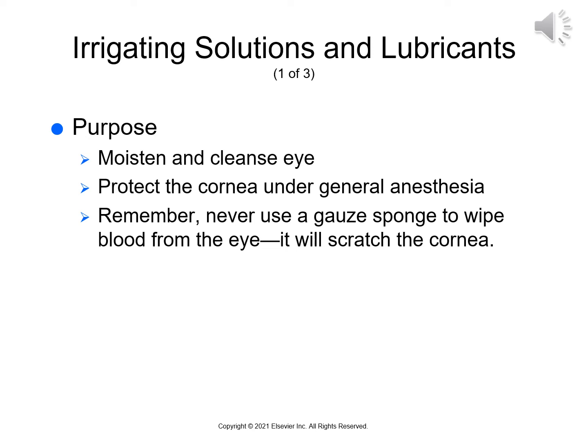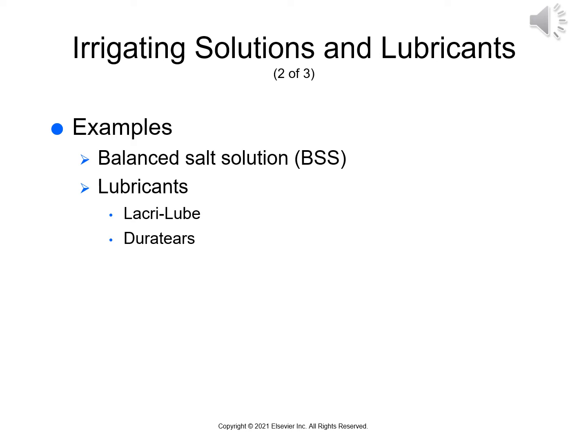So the purpose of the irrigating solutions is to cleanse the operative site and pretty much keep the cornea moist. The patient's not blinking anymore because they are either asleep or they're blocked, and so we have to continuously irrigate the eye because blinking is not available to that patient, and that's what blinking does. It moistens the eye. And a gauze sponge should never be used to wipe the eye. That's why we use the Wexels. Okay, so again, BSS is the most common irrigating solution. It's a sterile, physiologically balanced irrigant.